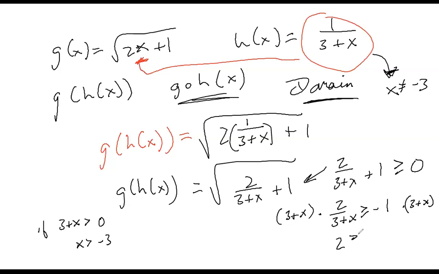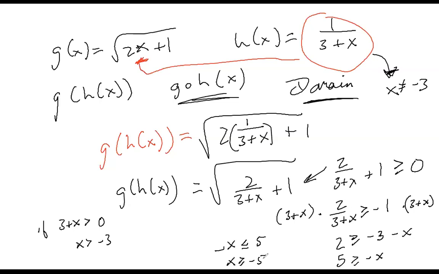So this 2 is going to be greater than or equal to -3 minus x. So in other words, 5 is greater than -x, so -x is less than or equal to 5, and so x is greater than or equal to -5. So this is one condition that works. I can check it by putting in numbers greater than or equal to -5. If x is -5, then 3 plus -5 is -2, and 2 divided by -2 is -1, and -1 plus 1 is 0. So yes, that would work just fine.